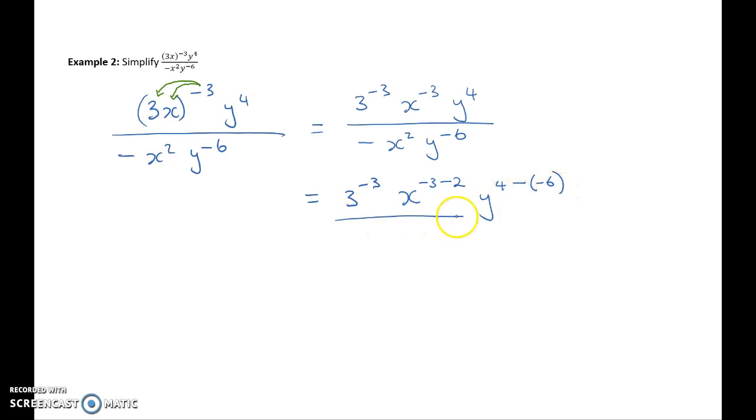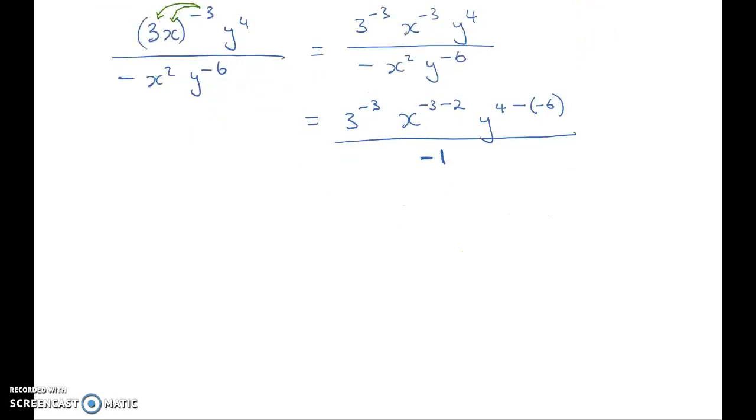Now on the bottom we have to be careful. We've moved everything up, but we had a negative 1 there. So negative 1 was hidden, but it's still there. Okay, so that's negative 1. So let's continue to work this. So we have 3 to the negative 3. X, now negative 3 minus 2 is negative 5. And y, 4 minus minus 6 is 4 plus 6, which is 10, all over minus 1.